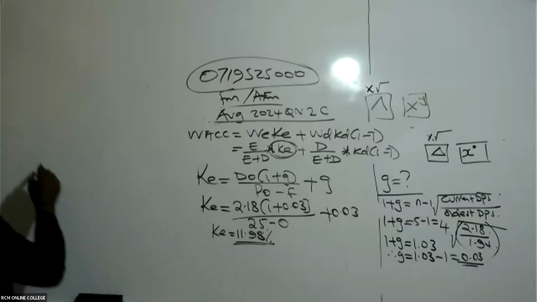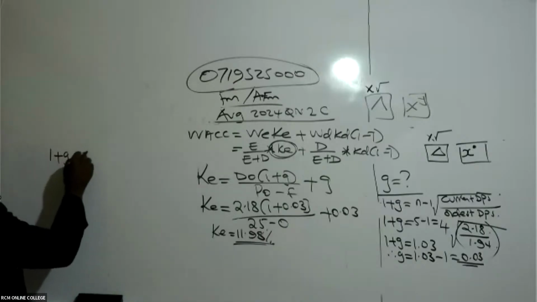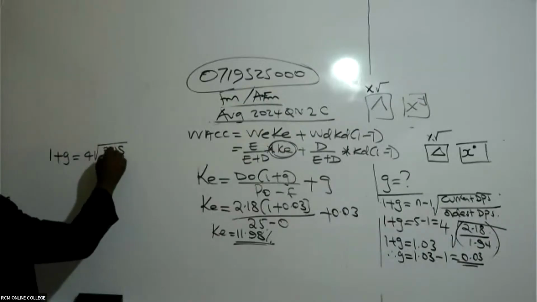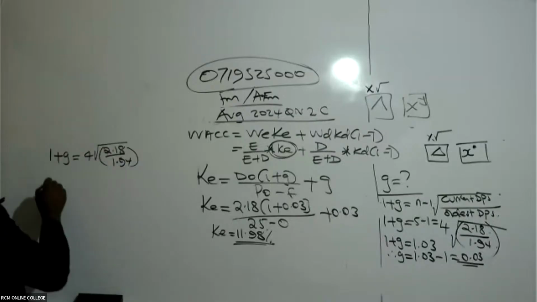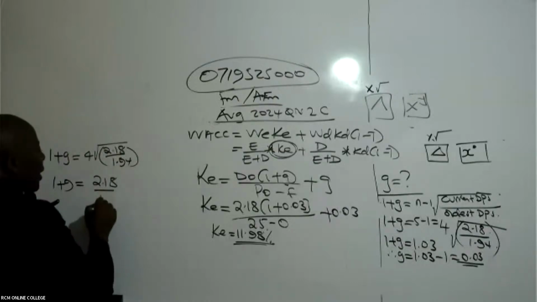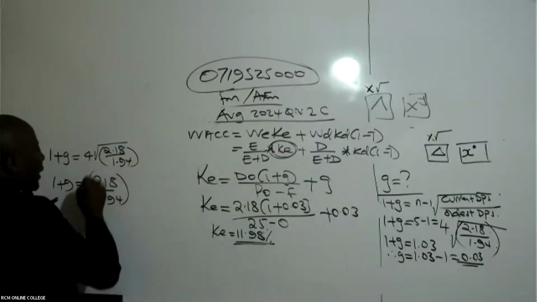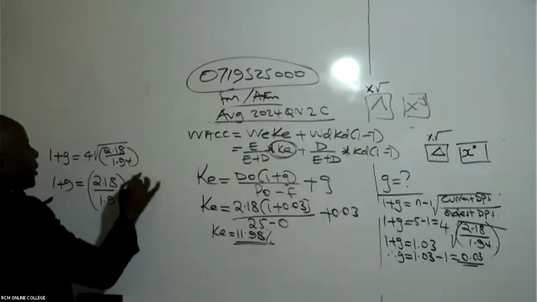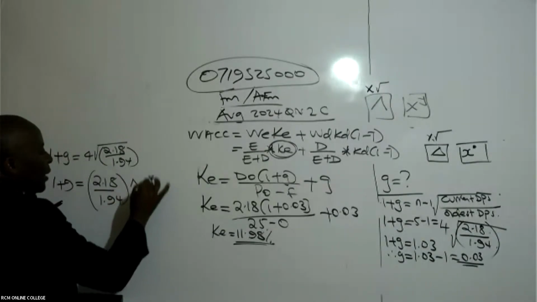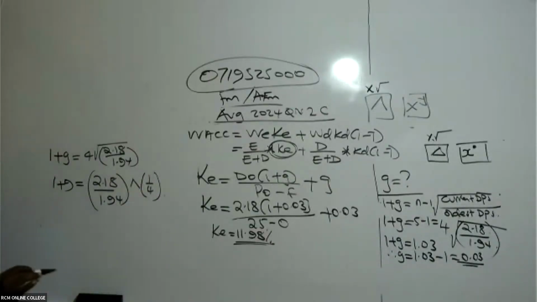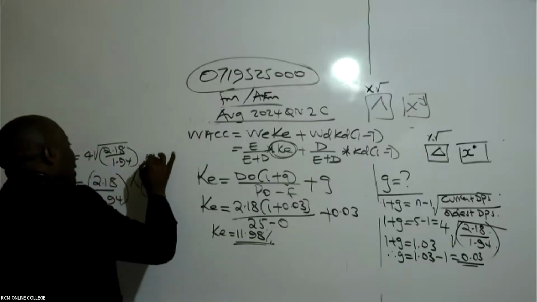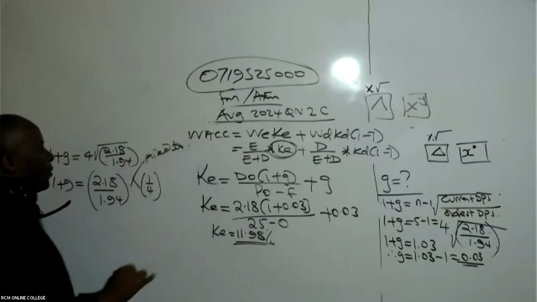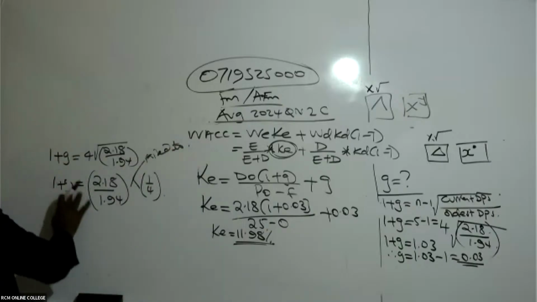I can say here, my 1 plus g will be equal to the 4th root of 2.18 over 1.94 with brackets like that. Then this 1 plus g can as well be obtained by taking 2.18 over 1.94, and then I say raised to. You see, 4th root is the same as raising this to a quarter. So long as that a quarter, you put it in brackets.